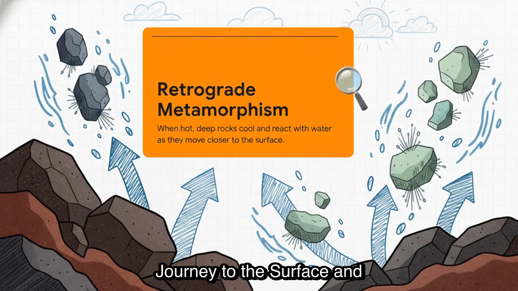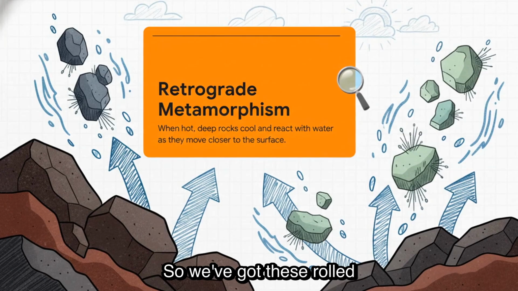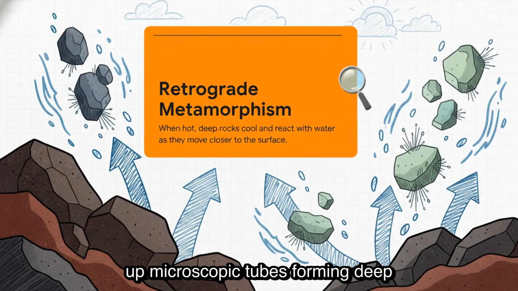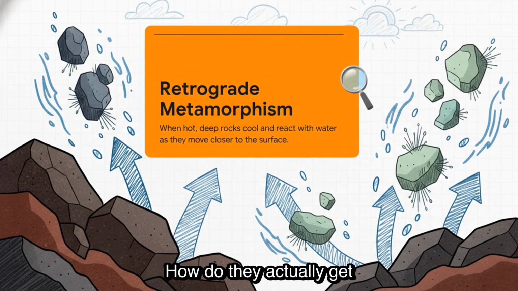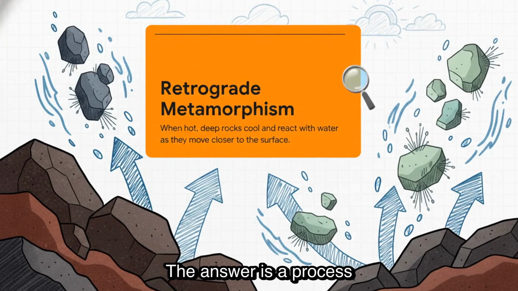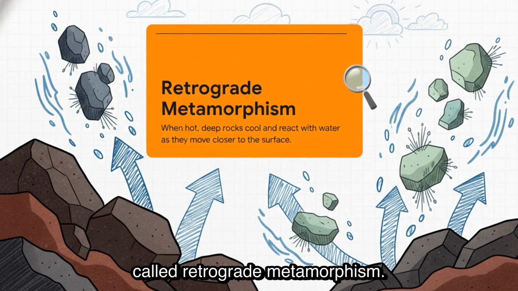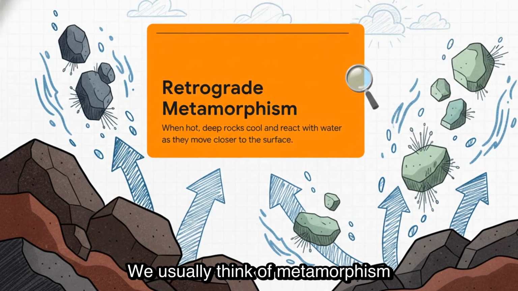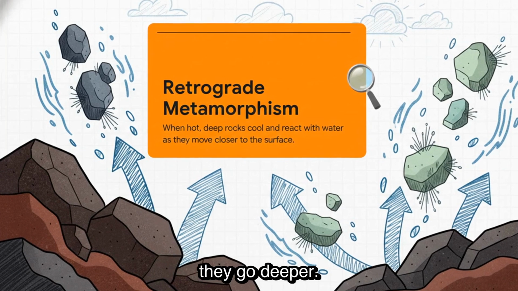Chapter 4. Journey to the surface and the human connection. So we've got these rolled up microscopic tubes forming deep underground. How do they actually get up to the surface? The answer is a process called retrograde metamorphism. We usually think of metamorphism as rocks getting baked as they go deeper.